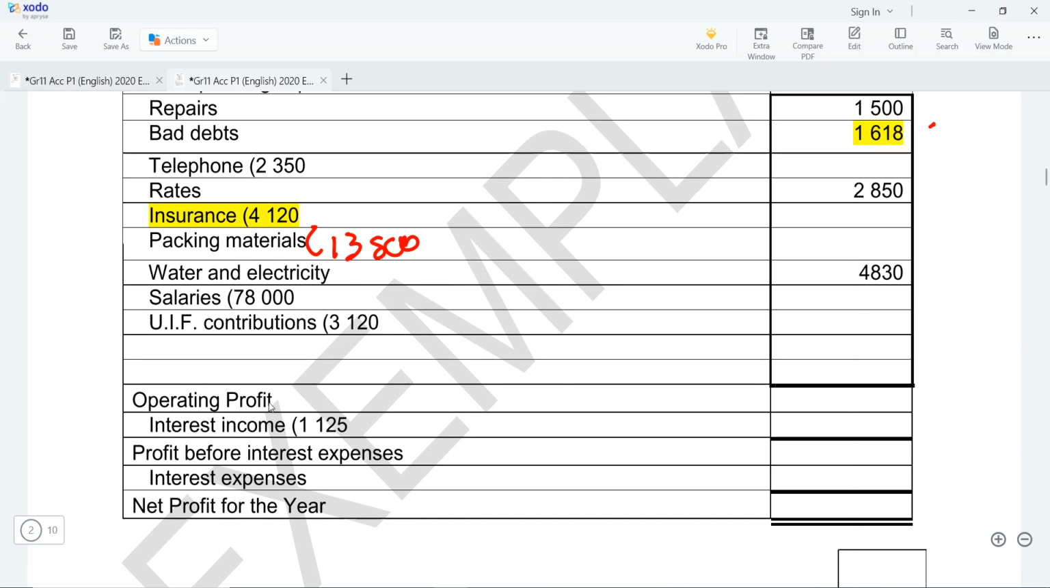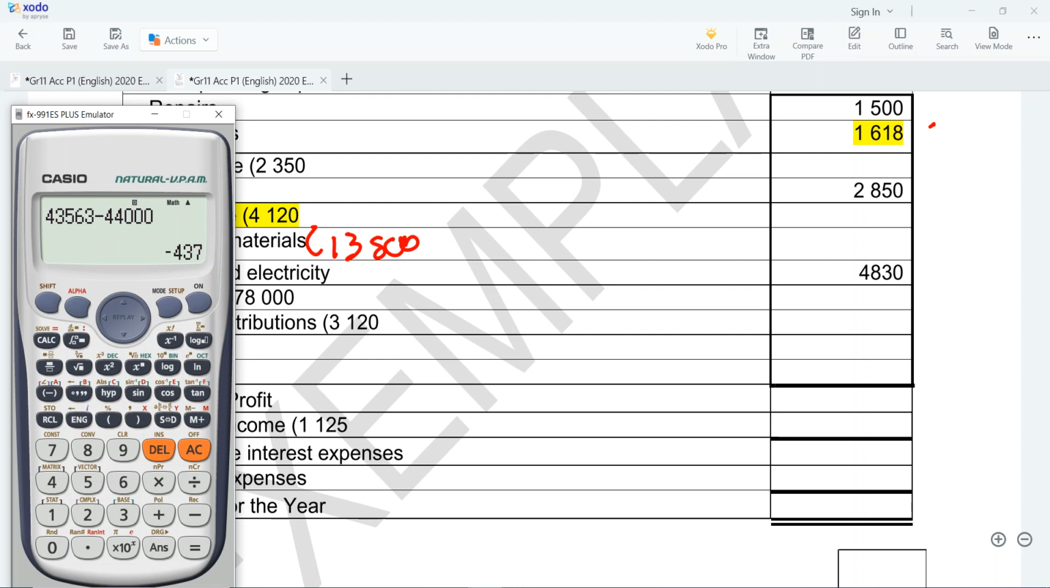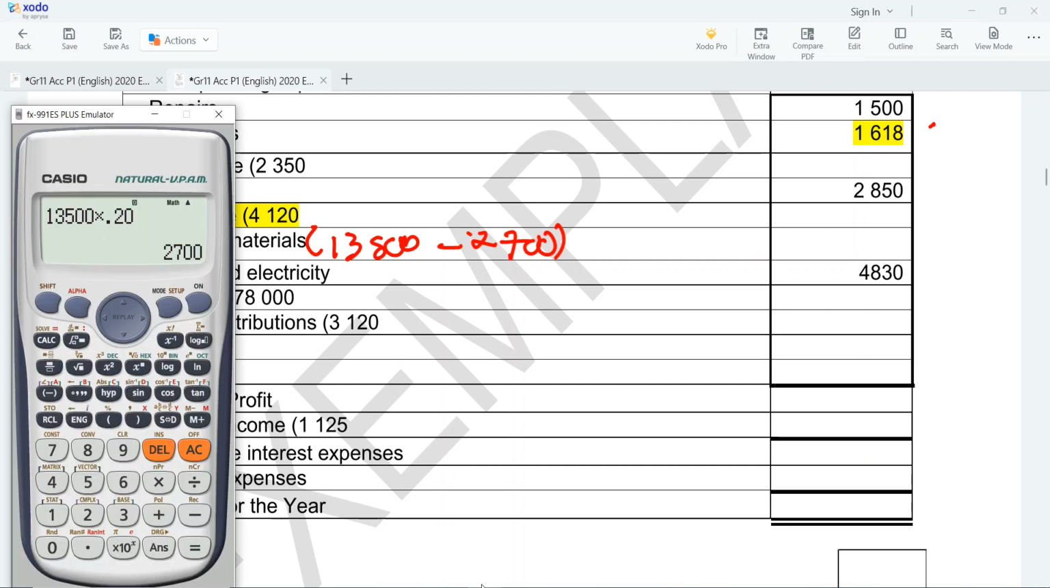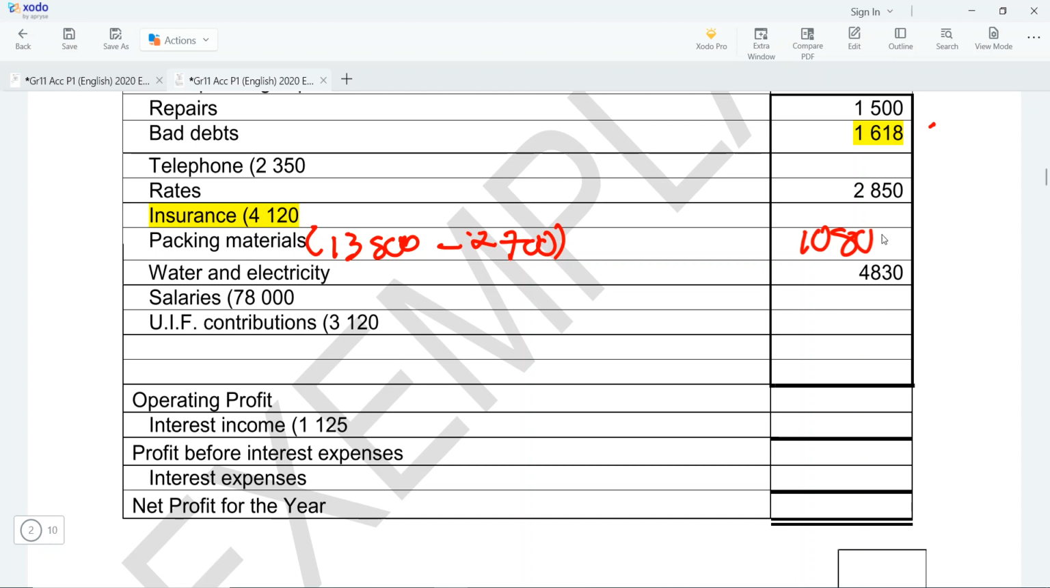If 80% was used, it means that some of your packing material was remaining. So if we say 13,500 multiply by 0.20, it will give us 2,700. So meaning that here we're supposed to subtract 2,700, and then if we say 13,500 times 0.80, it will give us the used amount, which is 10,800. And even if you say this minus this, it will give you this, then you get around 3-4 marks.